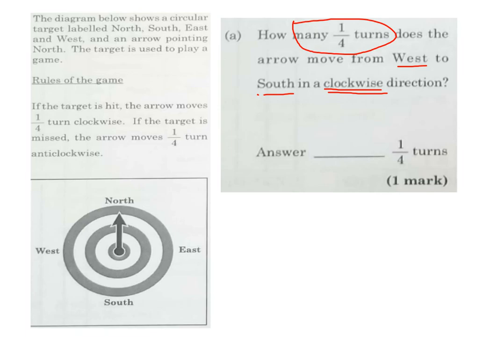So what we're going to do, let's start off first of all by drawing in the arrow at the west, right? Right now, the diagram is showing it pointing to the north. So if we had to draw in the arrow, it had to point west for us to be able to start doing this problem, right? And basically, they're saying it's pointing west right now, and we want it to get to south, but it has to move in a clockwise direction. So when we say clockwise, we're talking about moving in this direction, right? It has to go this way. So we want to count how many quarter turns it's going to take us from west to south.